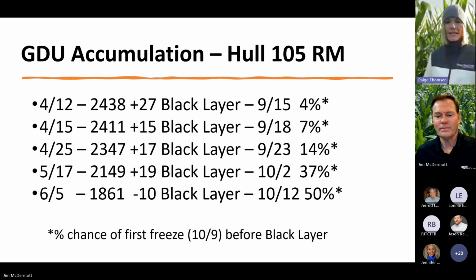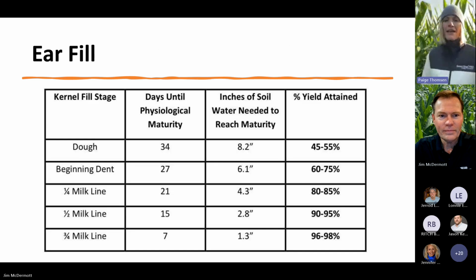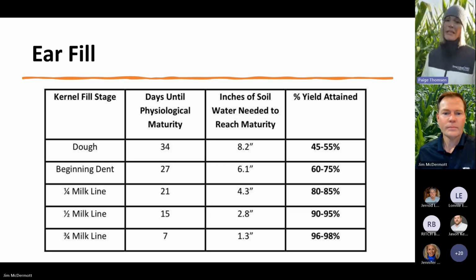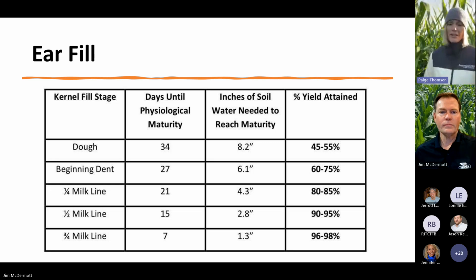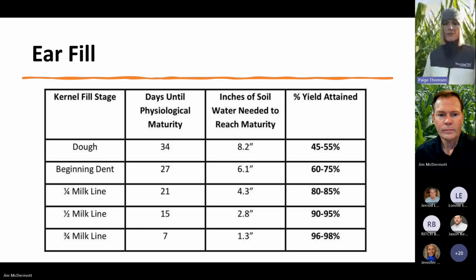And if you go to that next slide, as far as talking about ear fill and everything, we're looking at beginning dent. So we have a little bit to go until physiological maturity. And we still think about moisture also, about 6.1 inches needed to reach that maturity. We've gotten some nice shots here or there the past couple of weeks, but yeah, about 60 to 75% of the yield attained in this particular field. But those other ones, looking at the other planting dates, definitely a little further along.